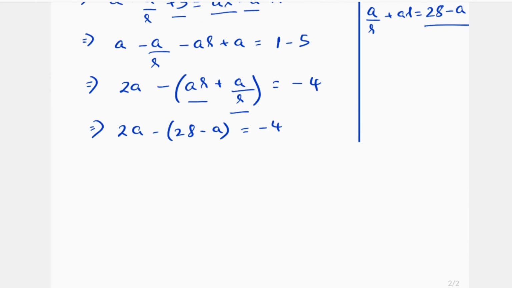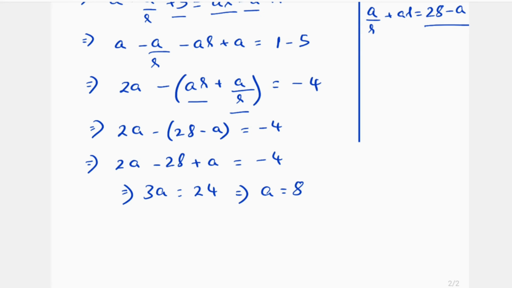Now, to simplify this, I'll be getting 2a minus 28 plus a is equal to minus 4. In other words, 3a is equal to minus 4, and 28, when taken on the other side, will become plus 28. So plus 28 minus 4 is 24. So this implies a is equal to 24 by 3, which is nothing but 8. So once I have a, I can simply substitute it over here and I'll be getting the other two terms.